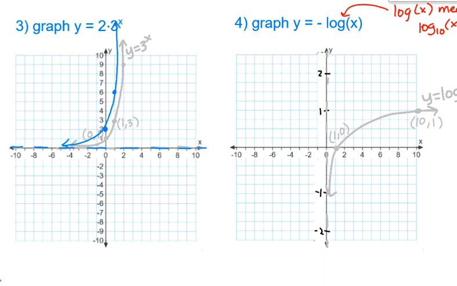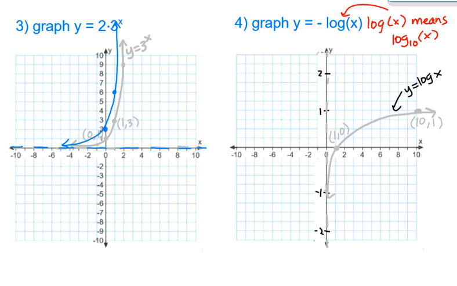And then problem number 4, y equals the opposite of log of x. And of course we know that log of x means the same thing as log base 10 of x. Okay, we can read that a little bit better now. Log of x means the same thing as log base 10 of x. And so I've drawn the graph of y equals log of x. And then I've labeled a couple of key points and drawn in the asymptote.